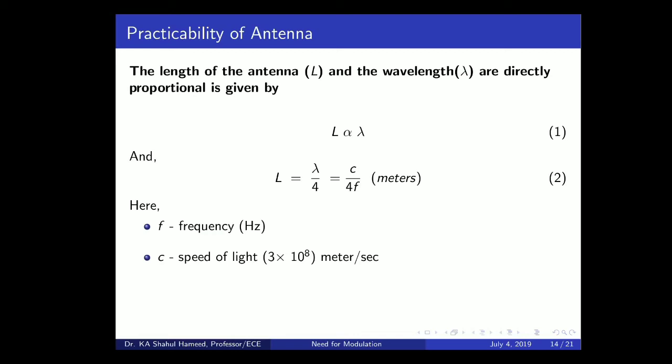Here, L is directly proportional to lambda. When you equate it, L is equal to lambda by 4. Hence, it is equal to c by 4f in meters. So, from this relationship, we can understand that if frequency is increasing, the length of the antenna will decrease. Because of that, we are all using a high frequency carrier signal in mobile communication. Because of that, we are able to carry a cell phone in our pocket.